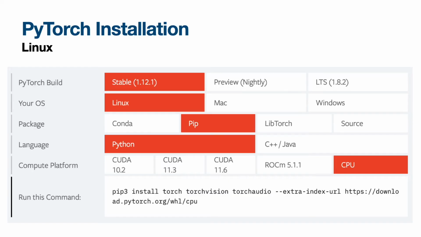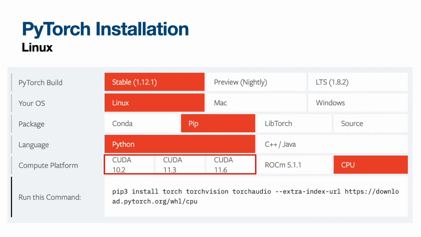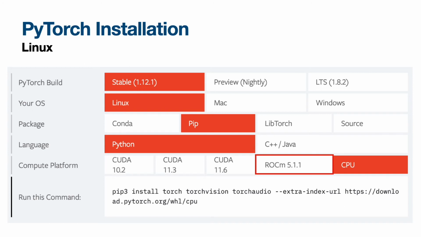Let's look at installation options available for other operating systems. Here, I'm looking at Linux. For compute platform, 3 CUDA versions are available. CUDA can take advantage of NVIDIA's GPU devices. There is also one ROCm version for AMD's GPU devices. If you don't have those GPU devices on your computer, you need to choose CPU.